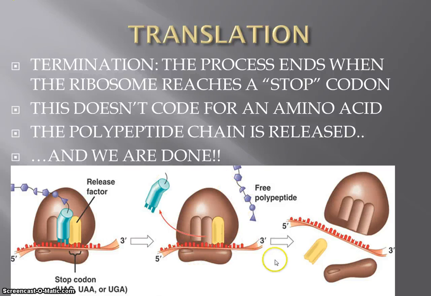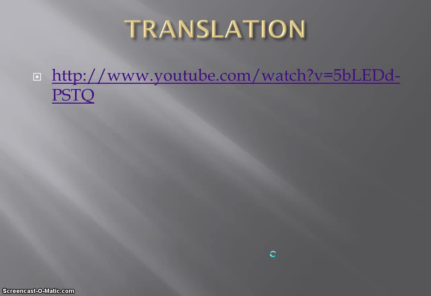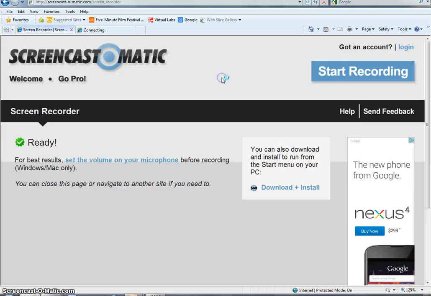Our cell followed directions from the DNA how to build a specific protein. Seems complicated, but it's pretty simple. As long as we can match up letters, we're good. So let's take a quick look at a video just to see this process in action.